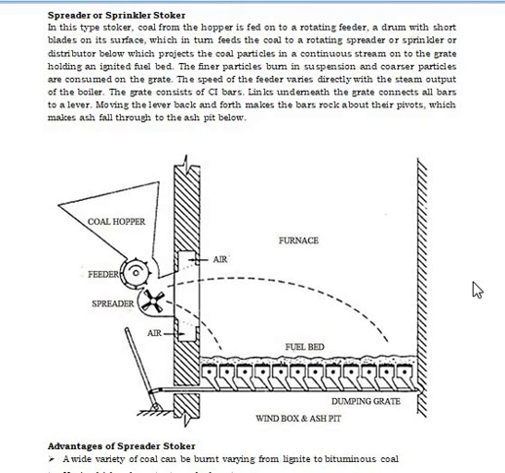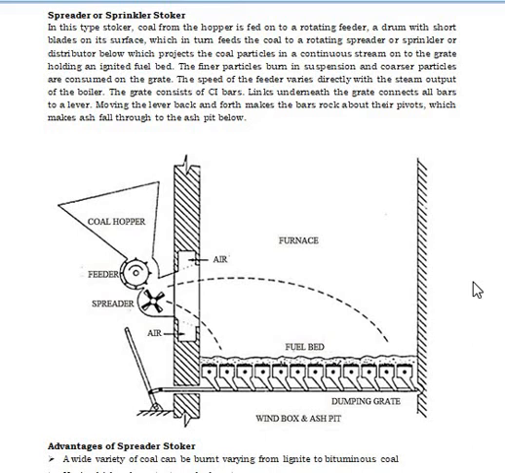You all can see the sprinkler. Example, a sprinkler you might have seen in fields for water, which sprinkles the water to the surroundings, or a distributor, you can see. Below which it projects the coal particles in a continuous stream on the grate holding an ignited fuel bed. The finer particles burn in suspension and coarser particles are consumed on the grate.